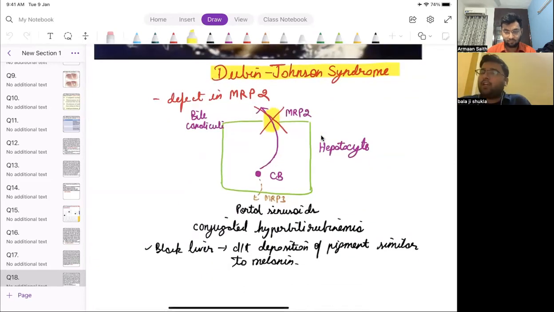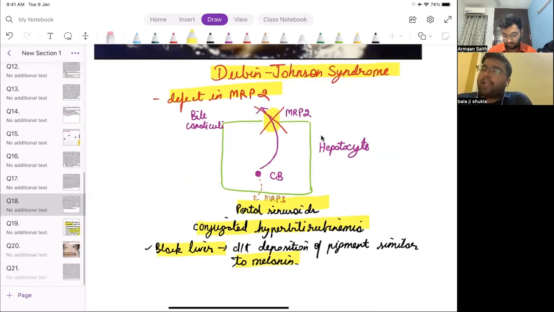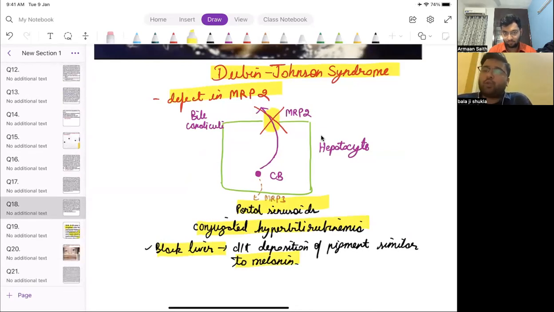Now we can see the pathogenesis of Dubin-Johnson syndrome. The MRP2 transporter is used to transport the conjugated bilirubin outside of hepatocytes into the bile canaliculi. When this is mutated, the conjugated bilirubin leaves the hepatocytes through the MRP3 channel into portal sinusoids, causing conjugated hyperbilirubinemia. And there is black liver because melanin pigment, which is also secreted with the help of the MRP2 transporter, cannot be secreted anymore, which leads to accumulation of melanin and the classical picture of black liver.